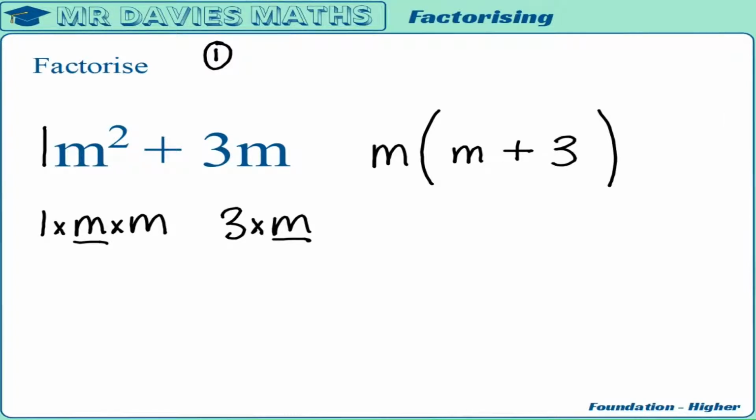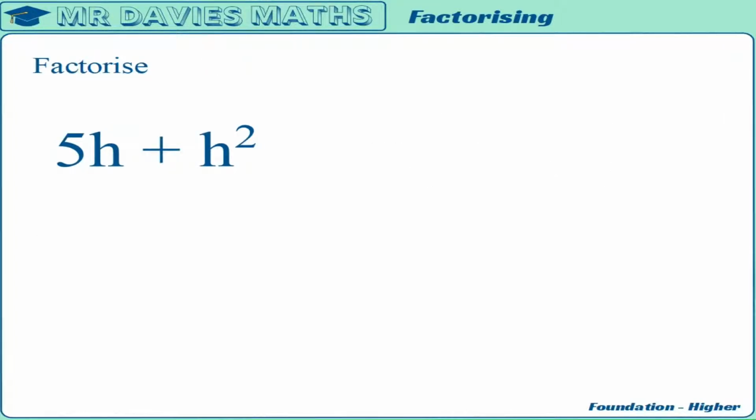Let's try another question. Right, so we've got 5h and h squared. Again, if there's no number there, it means there's an automatic 1 there. But again, 5 and 1 are only in the 1 times table. So we now need to look at the letters. I think they've both got an h. So I'm going to start off by saying h times 5 because I'm looking at my common factor first this time. They've both got an h. I'm going to use that as my starting value. If anything, they're both in the h times table, if you want to think of it that way.